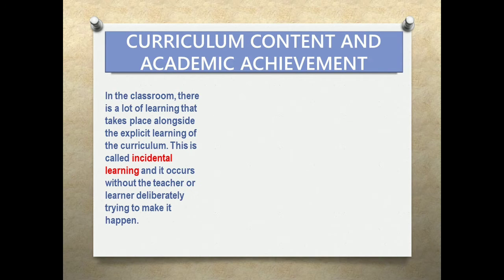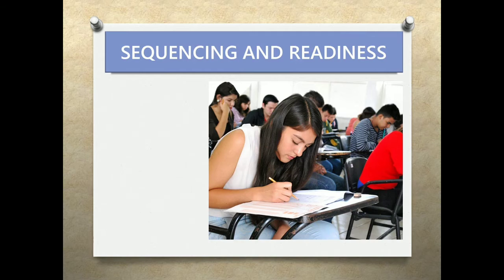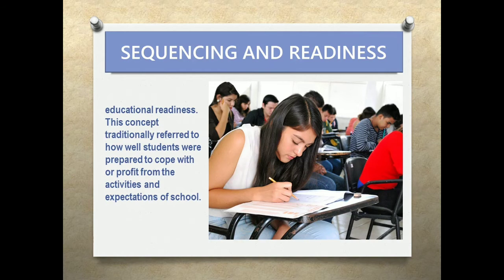In the classroom, there is a lot of learning that takes place alongside the explicit learning of the curriculum. This is called incidental learning, and it occurs without the teacher or learner deliberately trying to make it happen. Teachers often see this incidental learning and welcome it in their classroom, but their responsibility for curriculum goals more often focuses their efforts on what students can learn through conscious or deliberate effort.